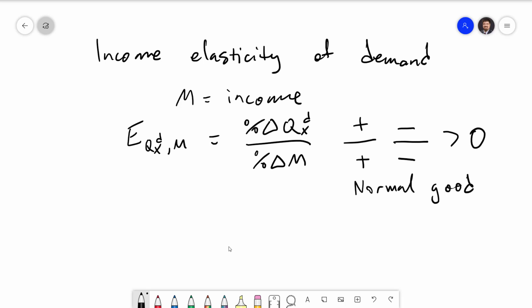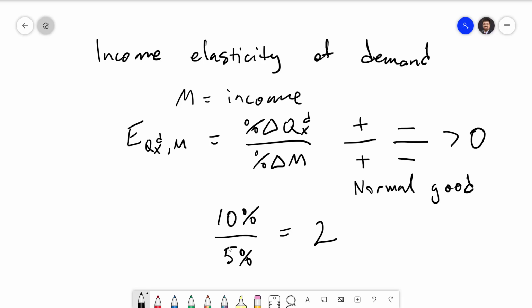For example, suppose that income increases by 5%, which leads to a 10% increase in the quantity demanded of steak. What would the income elasticity be? We take that 5% change in income, that's a positive 5%, and we had a positive 10% change in the quantity demanded. That's going to give us an income elasticity of 2, which is positive, so we have a normal good.